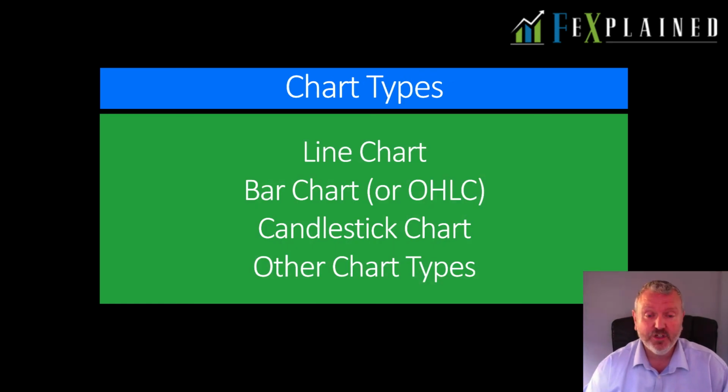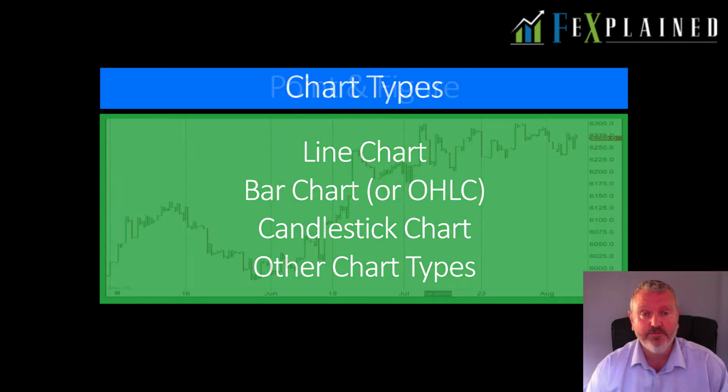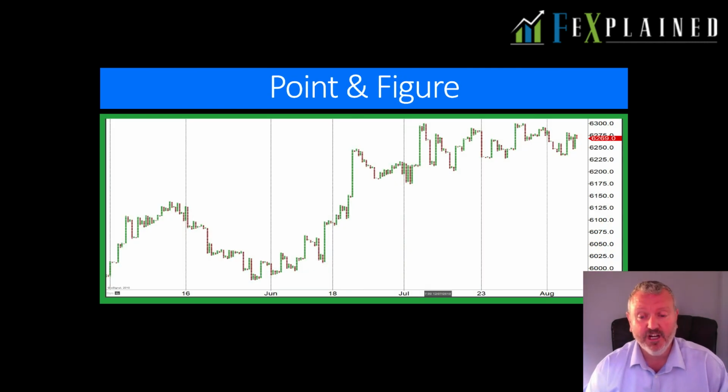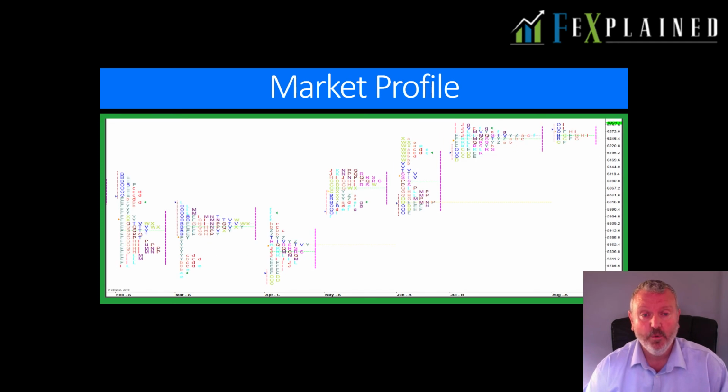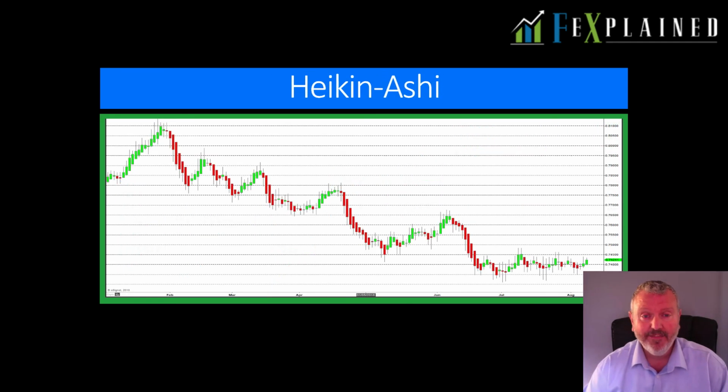We're going to briefly now look at some other chart types that are out there as well. So we have the point and figure chart displayed here. We could have a market profile chart, a series of letters, as you can see here. And there's the Heikin-Ashi chart, as we see here.